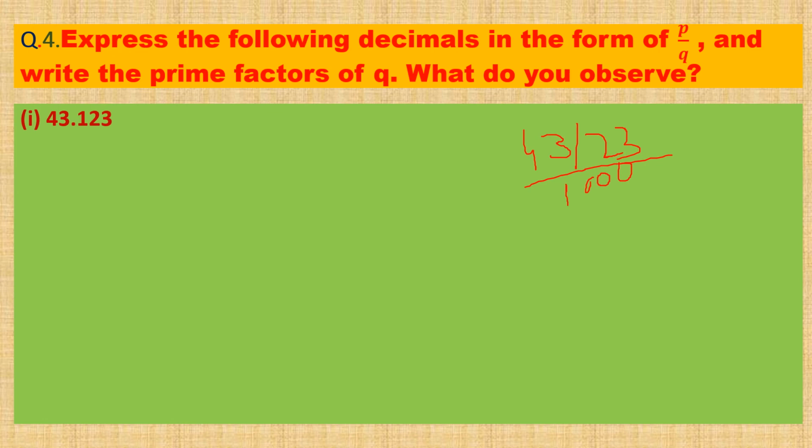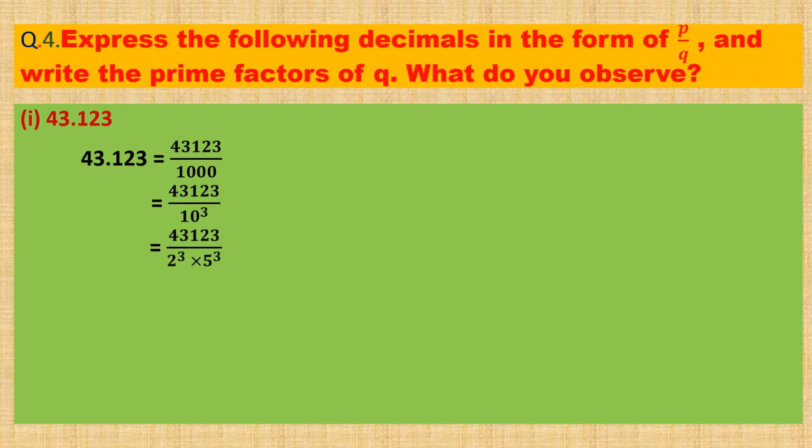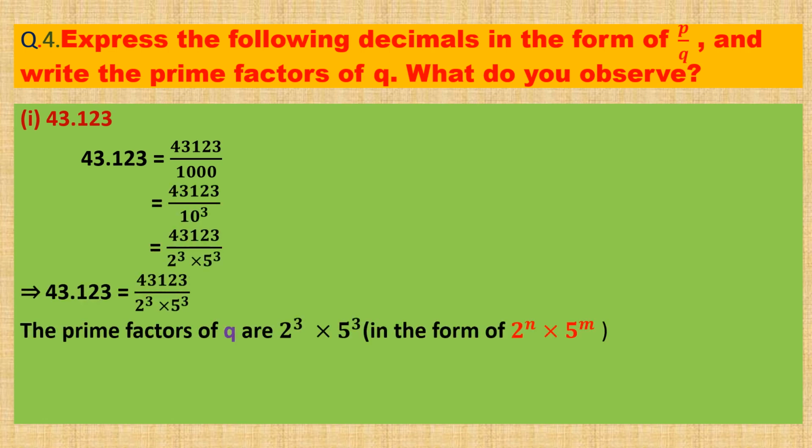Okay, now it is in the p by q form, right? Now here 1000 I can write as 10 cube. Prime factors will be simple. 10 we can write as 2 into 5, whole power 3. Clear, children? So this will be your next step. 1000 is 10 cube, so it is 2 cube into 5 cube. So the prime factors of q are 2 cube into 5 cube.